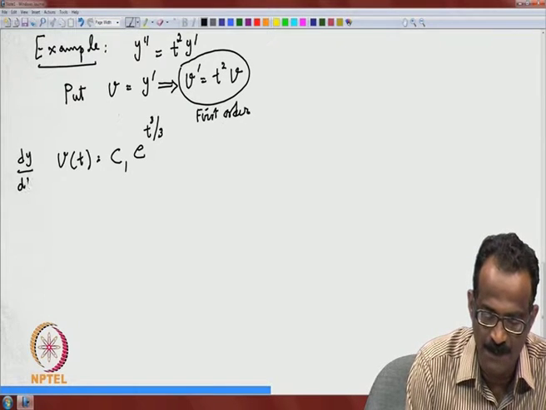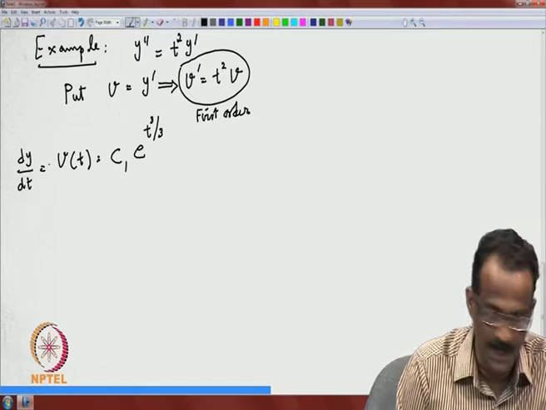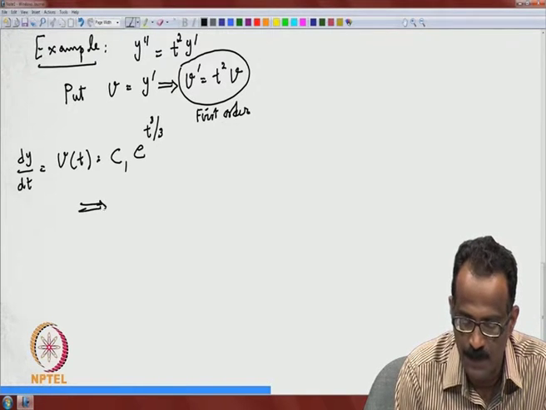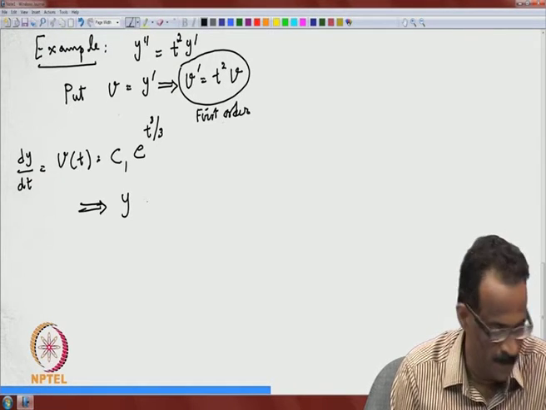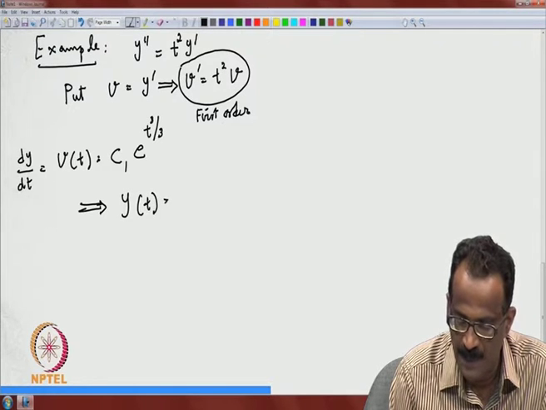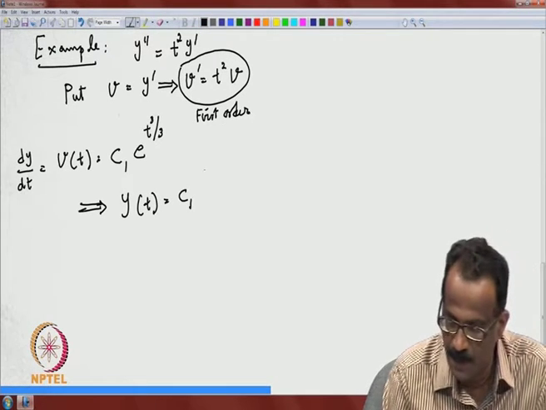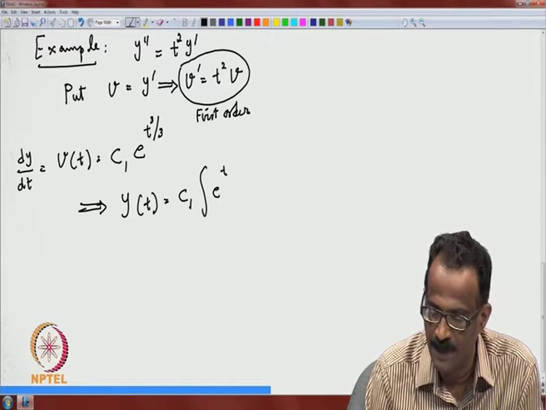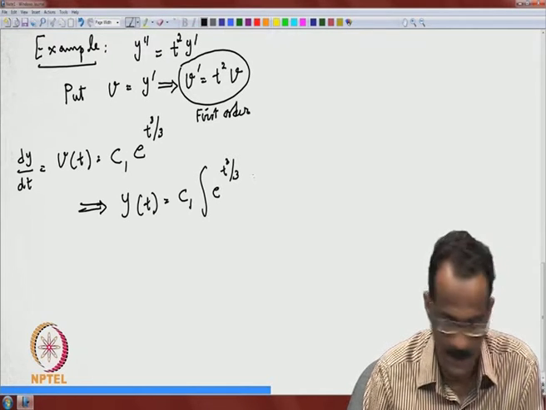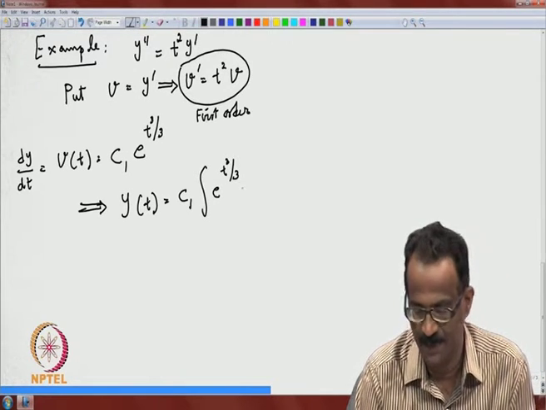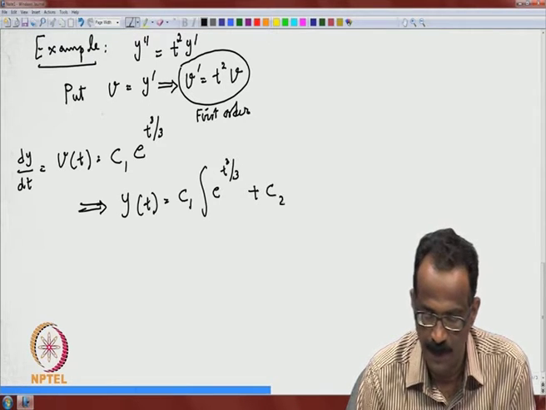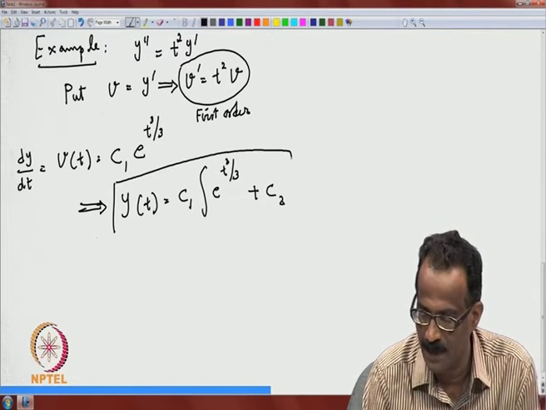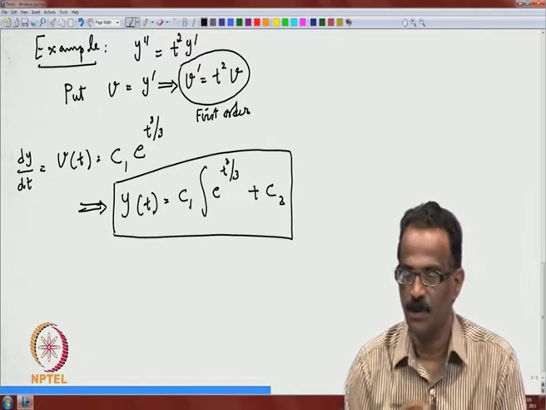So, you have another first order equation which you can integrate, and eventually you can write your solution y t is equal to c 1 integral of e power t cube by 3 plus some c 2, another constant, and you will get it. So, such equations can be solved.